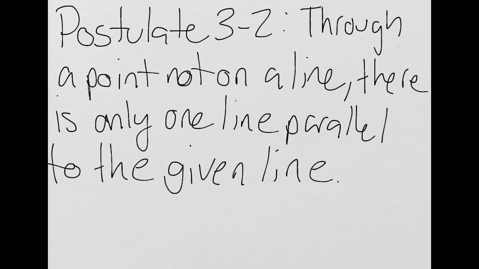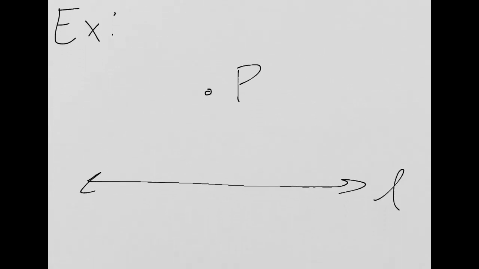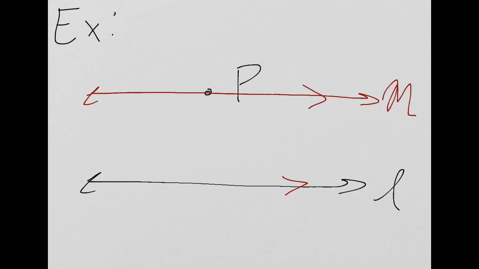This is postulate 3-2, and it says, through a point not on a line, there is only one line parallel to the given line. So what this means is if we have a line L and a point P, then there's only one line that can go through point P here that will be parallel to L. That's what that postulate says.